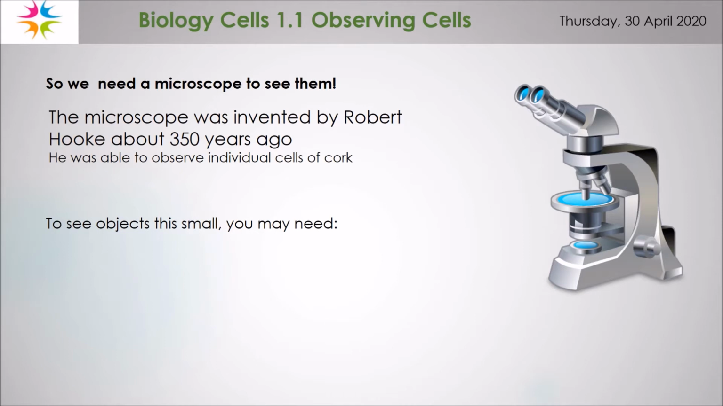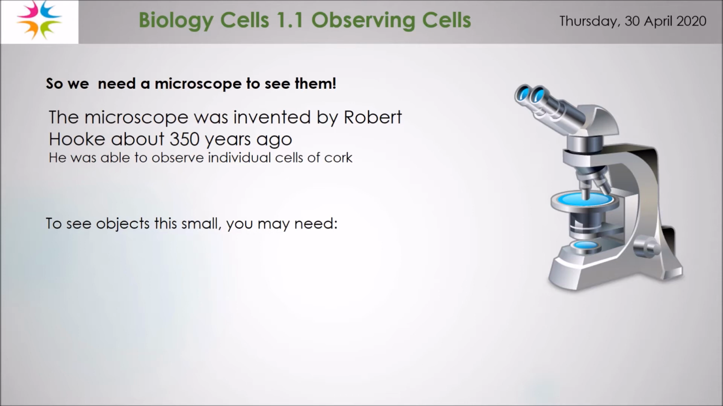Generally, they are so tiny we need a microscope to see them. And the microscope was invented by Robert Hooke about 350 years ago, and he was able to observe individual cells of cork. So he looked through the microscope, he saw individual cork cells, and he drew a picture, which we'll see later.